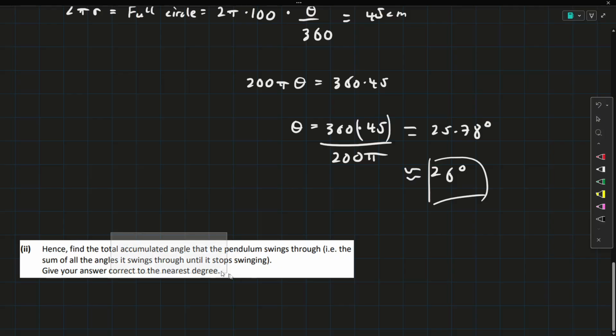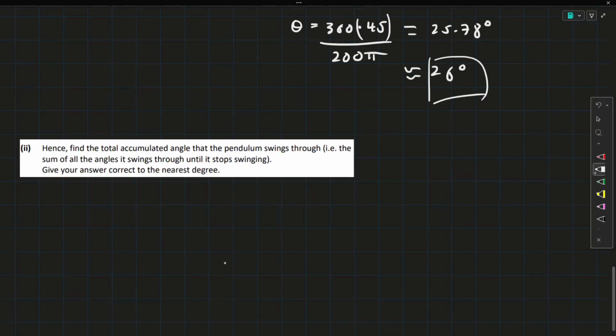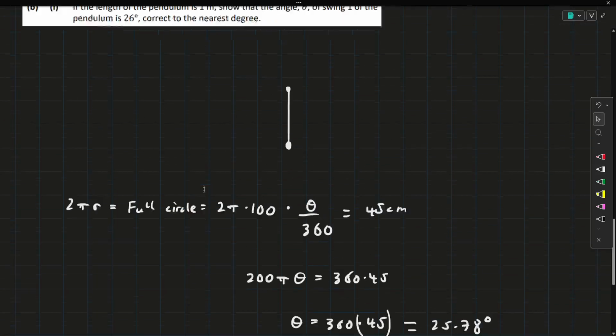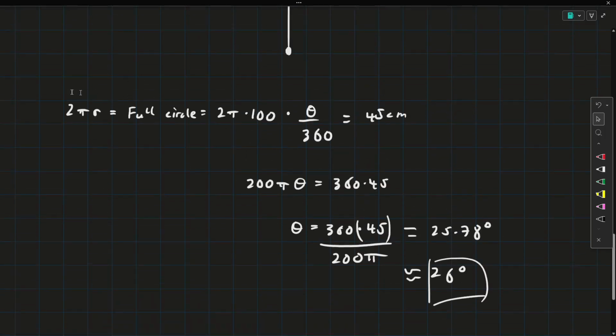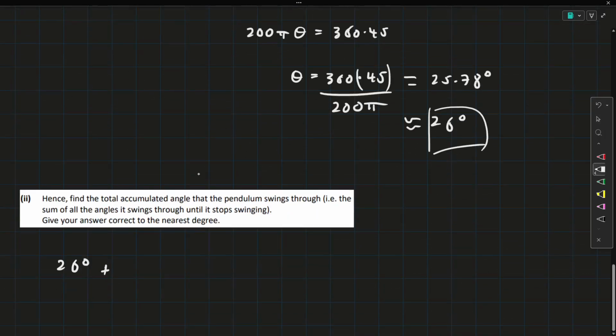Then we're told to find the total accumulated angle that it swings through, so the sum of all the angles. If you think about it, the first angle is 26 degrees. And if it's traveling 90% less arc length, it's reasonable to assume that it'll travel at 90% less angle. So we'll have 0.9 multiplying by that, so it's going to get 90% smaller. And then we multiply this by 0.9 to get the next one. So we'll get 0.9 squared times 26 degrees.